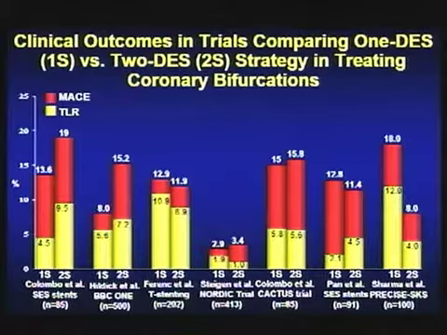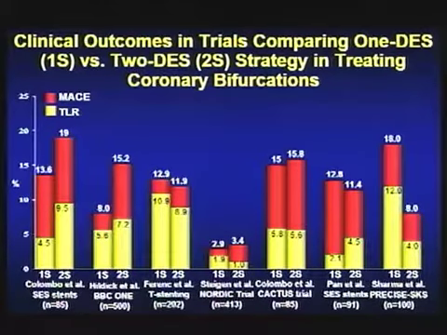As you can see here, I put it very simple, 1S and 2S amongst the various randomized trials, 7 of them, and the combination of the TLR and the MACE with the height of the bar. You can see that in the beginning, on the left side, we were having bad outcome with the 2 stents. But look at the right side now, the last few years trials. Actually, there is no difference in the 2 stent or 1 stent technique.